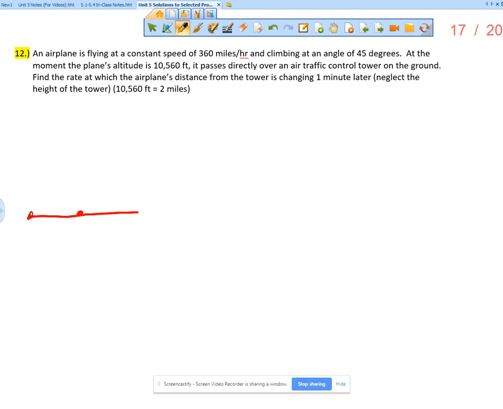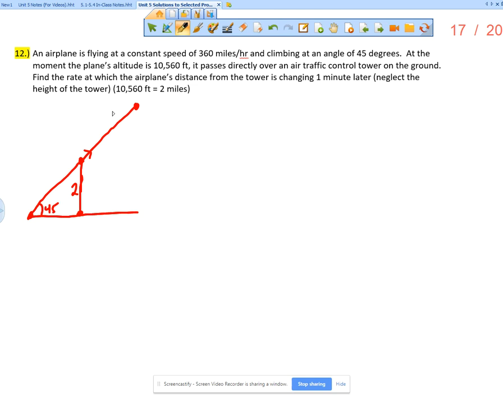All right, so we have an airplane that is flying. It left from somewhere else, and it is climbing at an angle of 45 degrees, right? So this is a 45-degree angle. Now it says the moment it passes over the tower, it is 10,560 feet above, right? So that's 2 miles. So this distance is 2, and that is fixed. Then it says 1 minute later. So from this point, it flies for 1 minute and it ends up somewhere over here.